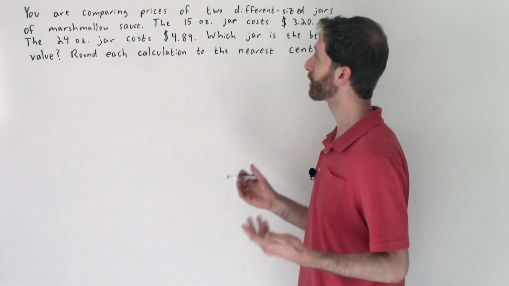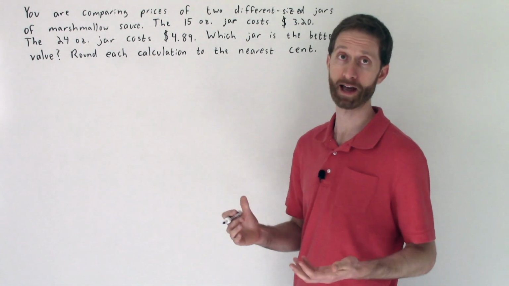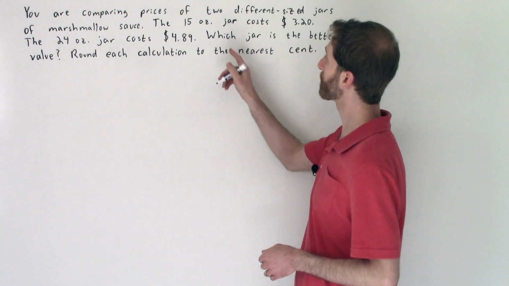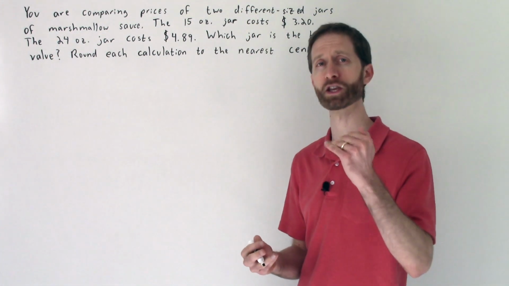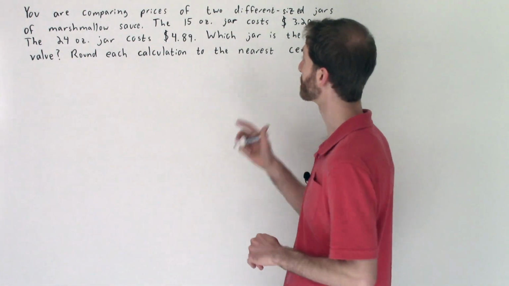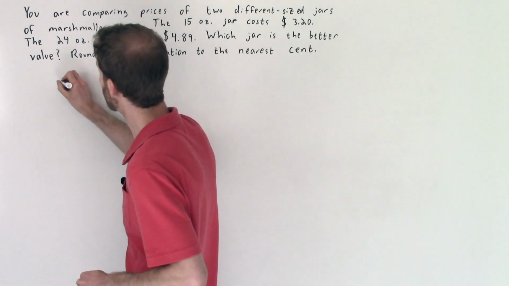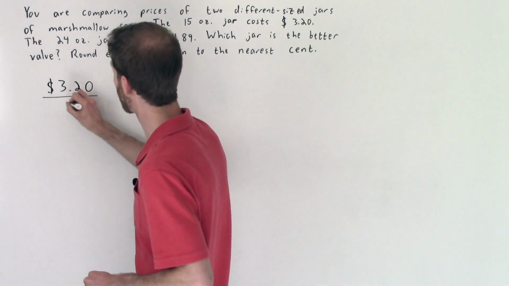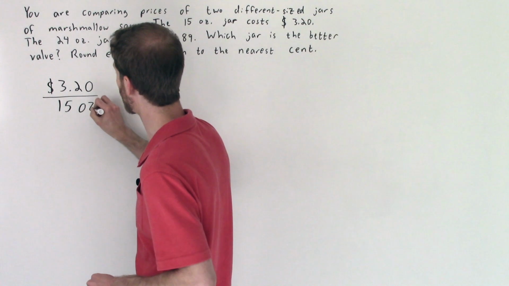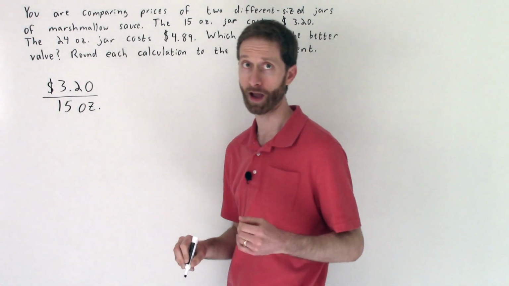So let's do the 15-ounce jar first. Let's calculate that as a unit rate. To do that, I'm going to do dollars per ounces. It makes more sense to me because then we're making a unit rate in terms of ounces, right? So dollars per ounces would be $3.20 per 15 ounces.